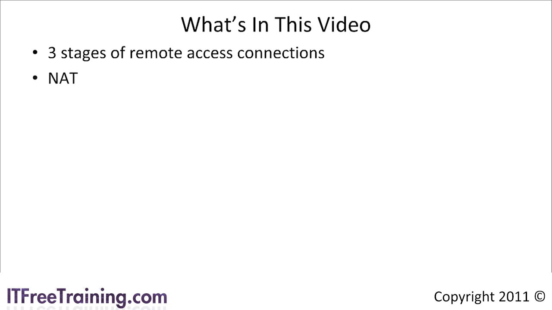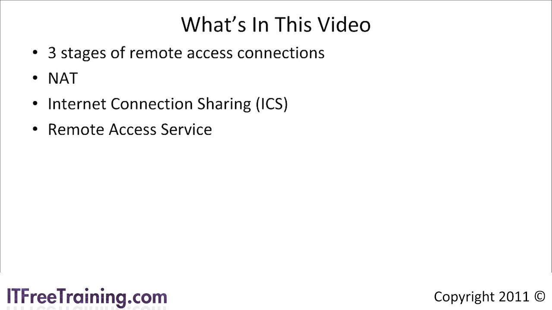Next, I will look at NAT. NAT is a technology that allows one public IP address to be used by many computers. On smaller networks and at home, you may, however, want to consider using Internet connection sharing. This is similar to NAT, but requires a dedicated computer to access the Internet. If you want to allow VPN access into your company, Microsoft offers Remote Access Service.